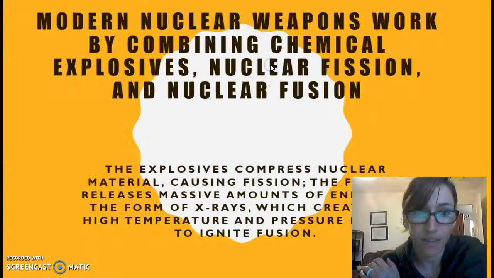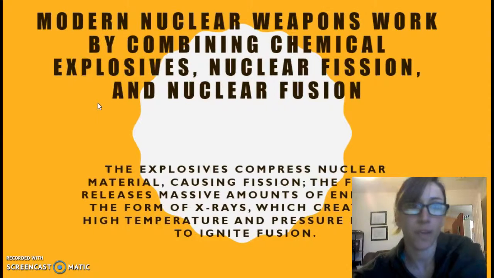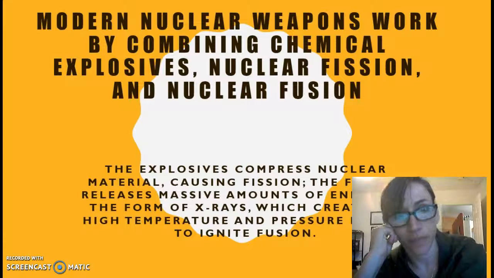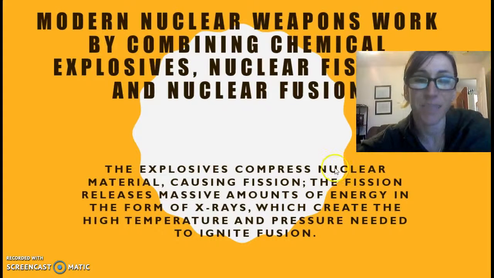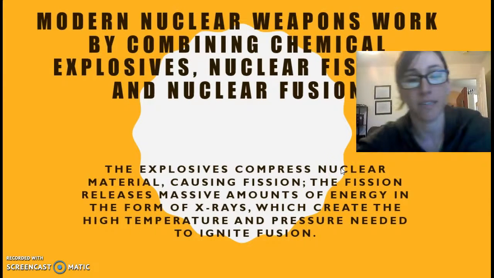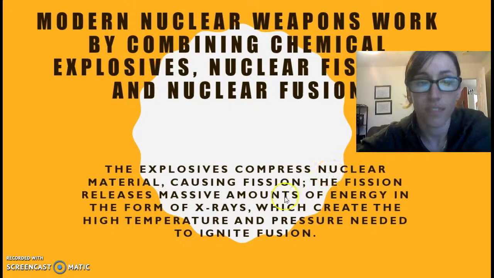This is the chemistry of a nuclear bomb. Modern nuclear weapons work by combining explosives, nuclear fission, and nuclear fusion. The explosives compress nuclear material, causing fission. The fission releases massive amounts of energy in the form of X-rays, which create the high temperature and pressure needed to ignite fusion.